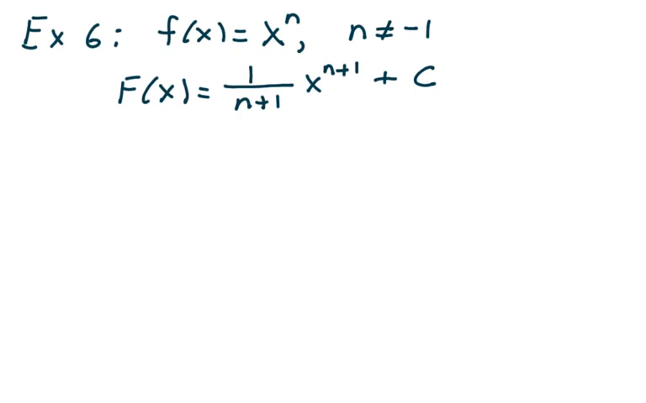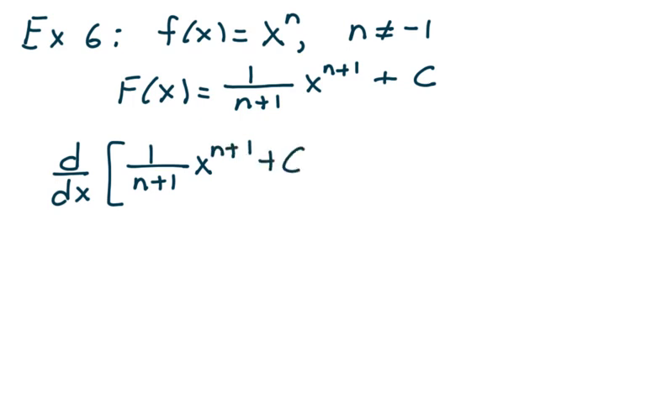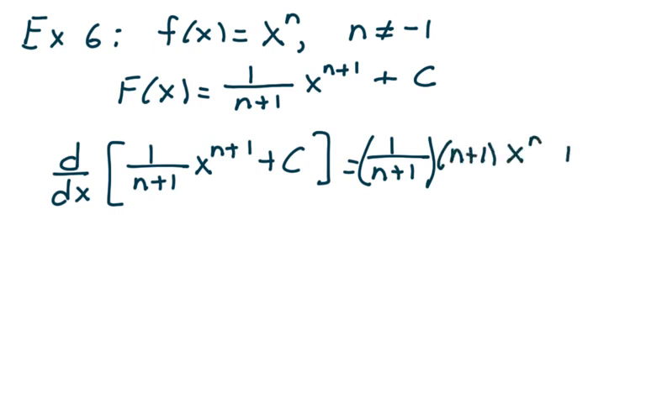But I want you to watch what happens. If I take the derivative of 1 over n plus 1 x to the n plus 1 plus some constant c, I'm going to apply the power rule. So I get 1 over n plus 1 times n plus 1 x to the n plus 0. But the n plus 1's cancel, and you get x to the n. So that's the idea there.